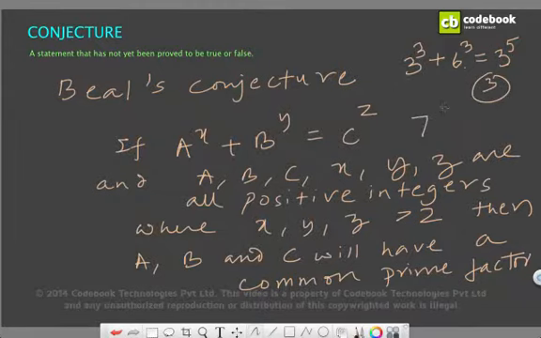Similarly, 7 power 3 plus 7 power 4 is equal to 14 power 3. Again, if you observe, a, b, c have a prime factor 7 in common. So if you find any such equation which is true, then those bases will always have a prime factor in common. But there is no valid proof for this. So these are called conjectures.